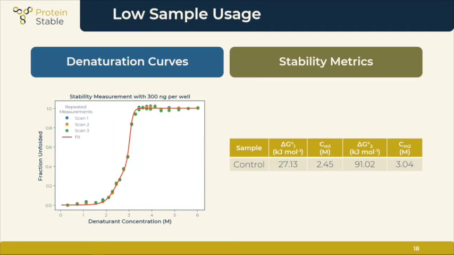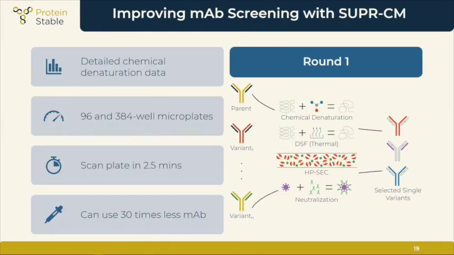And so bringing the presentation round and introducing the challenges I talked about, now we can see how the SUPR-CM overcomes these challenges.